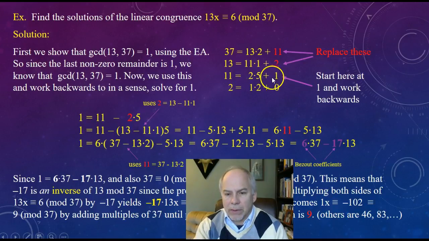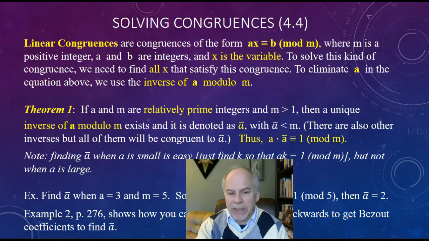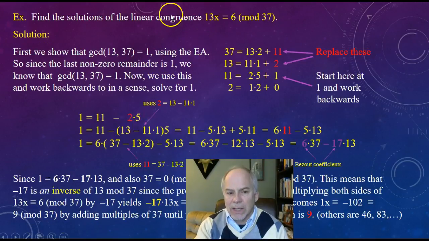You just want to start getting expressions that are equal to 1. So you see in this equation, I could subtract the 2 times the 5, and so it would be 11 minus 2 times 5. Now you don't want to multiply 2 times 5 and get 10, because what we're going to be doing is replacing the 2 and replacing the 11 with numbers that eventually get us to 13 and 37.